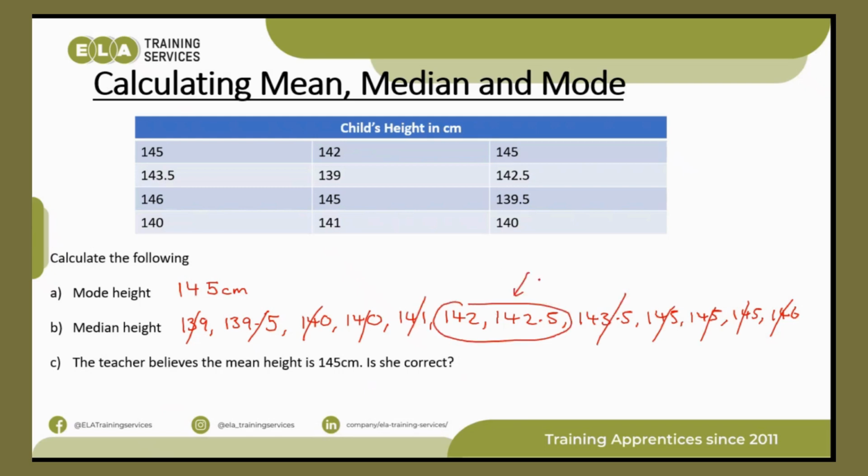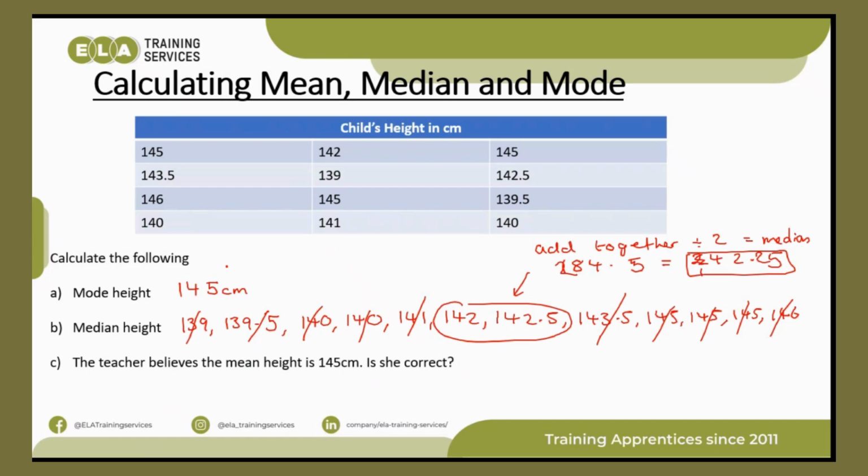So as before, what we need to do is add together and divide by 2, which will get our median. So we are left with 284.5, sorry, and we are left with 142.25 is our median. And then the teacher believes the mean height is 145.